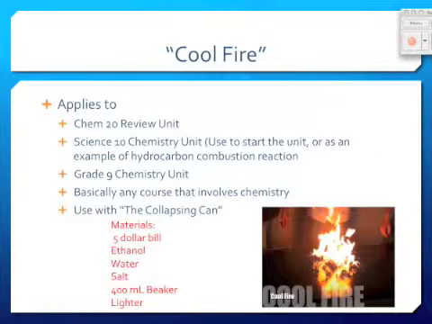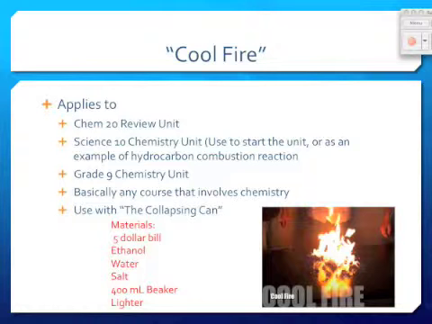So the first experiment I'm going to do is cool fire. It can be done with everywhere from Chemistry 20 through Science 10, Grade 9 Chemistry Unit, pretty much any course that involves chemistry. There's also another cool experiment that I won't have time to get to, but it's called the collapsing can, and it works on the same principles.